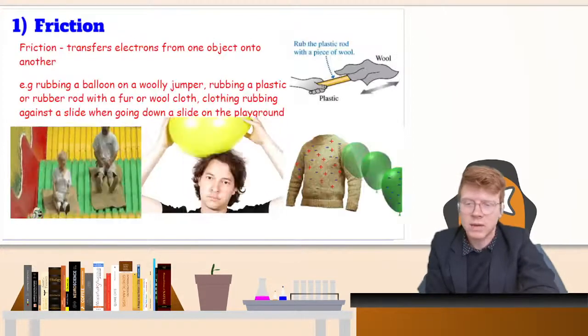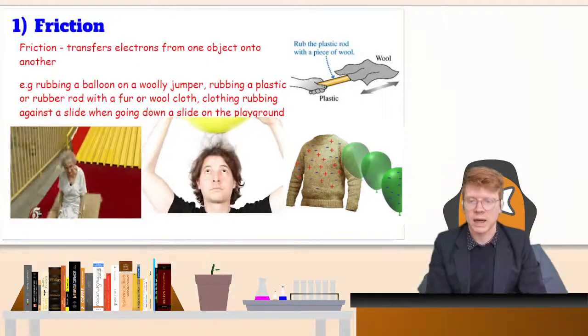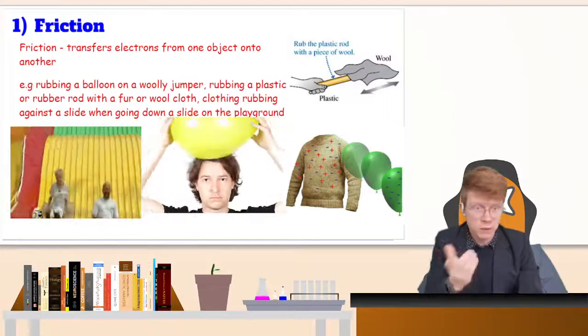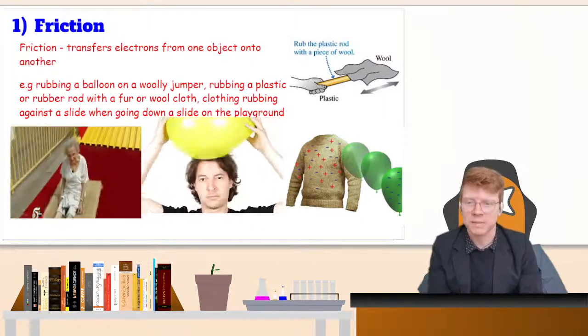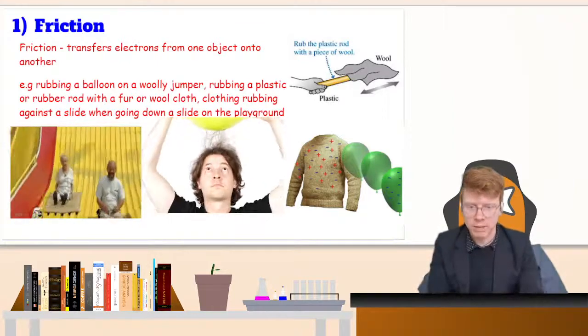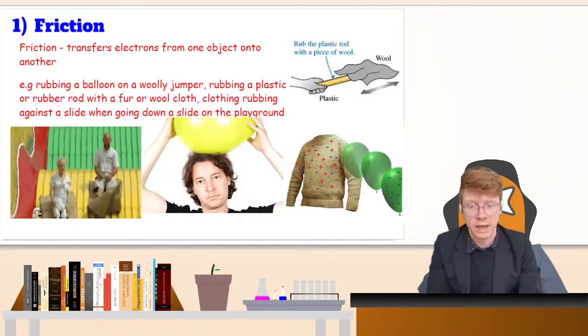All right. So friction's the one you've probably heard of the most. So friction is an opposing force, or a force that opposes motion. We talked about this when we were doing our forces topic. As you oppose that motion, what happens is electrons will tend to be transferred from one object onto another.